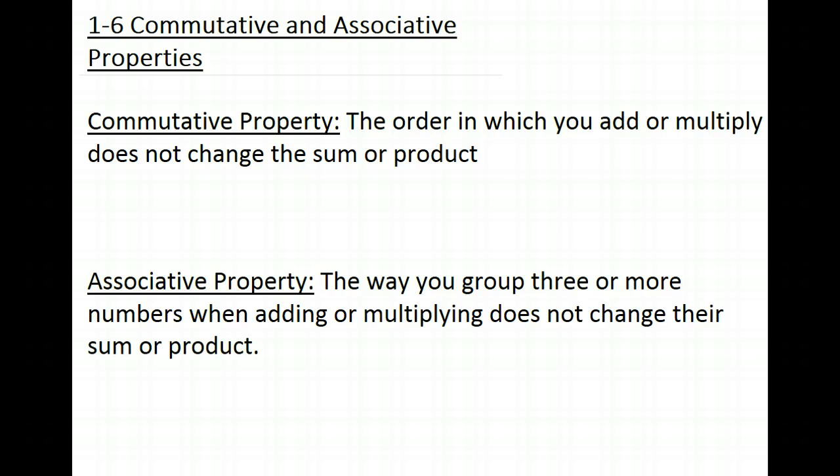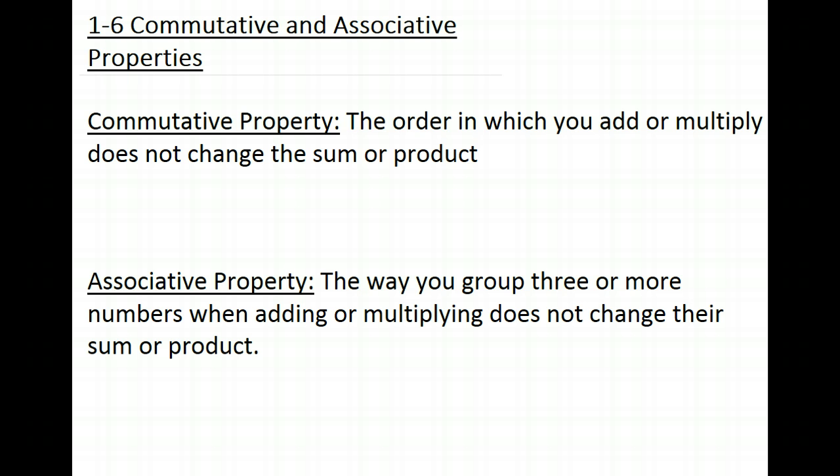This is section 1-6, Commutative and Associative Properties, on page 33. The first thing we'll talk about are commutative properties. What a commutative property is: the order in which you add or multiply numbers does not change their sum, what you do when you add, or their product, what you do when you multiply. So let's look at some examples.